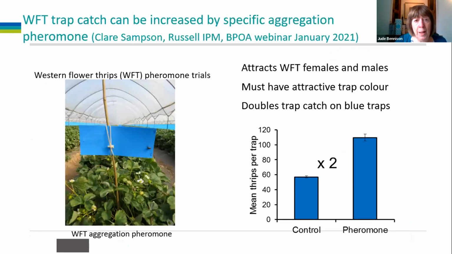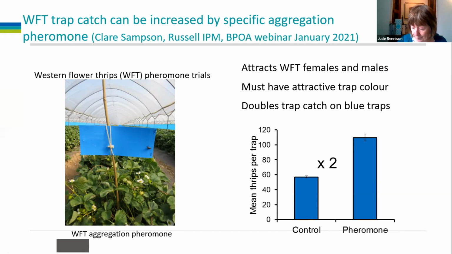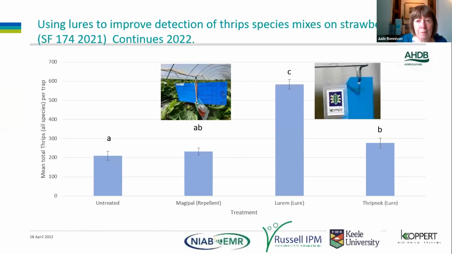Those of you who listened to the BPOA webinar last January, when Claire Sampson from Russell IPM joined me to talk about thrips trapping, will know that there is a specific Western flower thrips sex pheromone which comes as a little rubber thing that you stick onto your trap. It actually attracts both females and males, and it can double your trap catches. So that might be useful if you're trying to detect the first thrips when they are at low densities. But that only catches Western flower thrips.